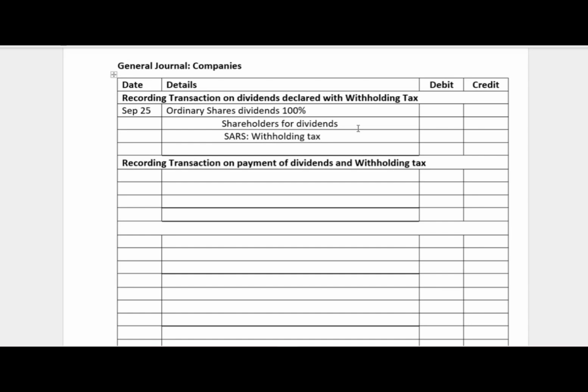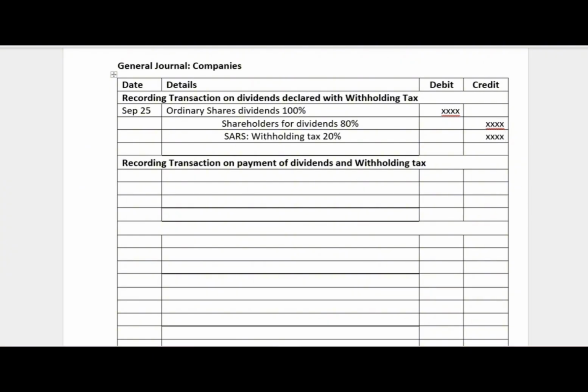that is going to be paid as dividends from the company. And then most of the time our withholding tax is 20% of the amount of dividends to be paid. It's going to indicate 20% of the amount. And then shareholders for dividends is going to be 80%. All right, so you're going to make calculations for that amount, and then here you're going to put the total amount. Here you're going to put 80% of the amount, and then there you're going to put 20% of the amount for SARS withholding tax.